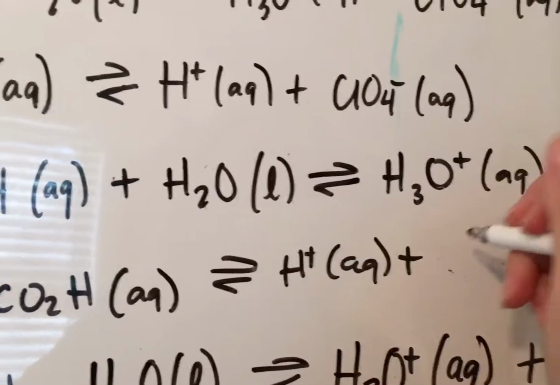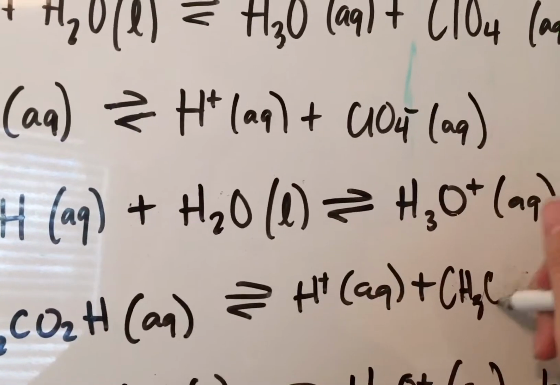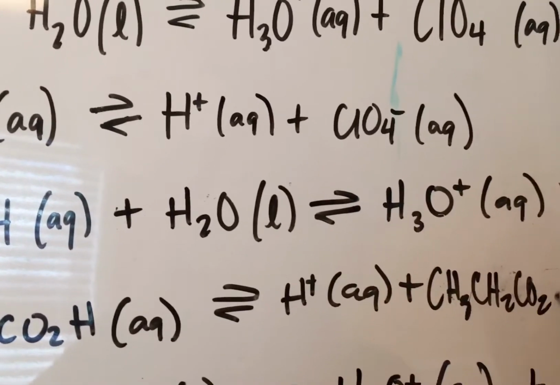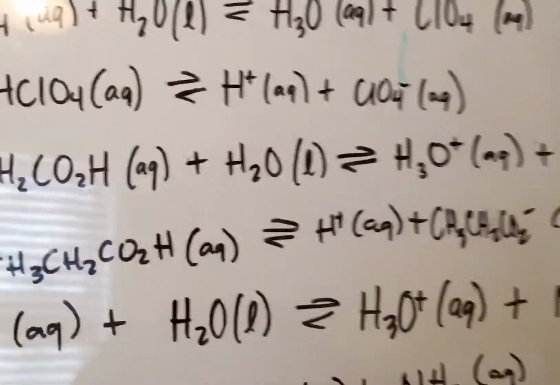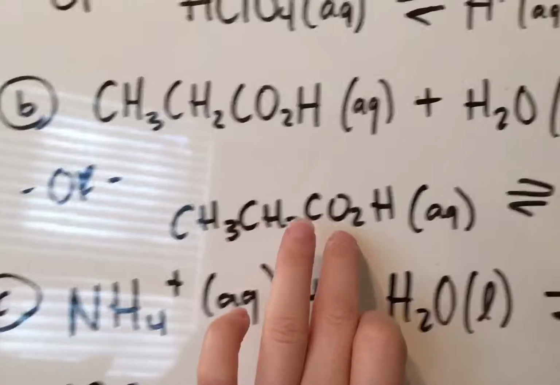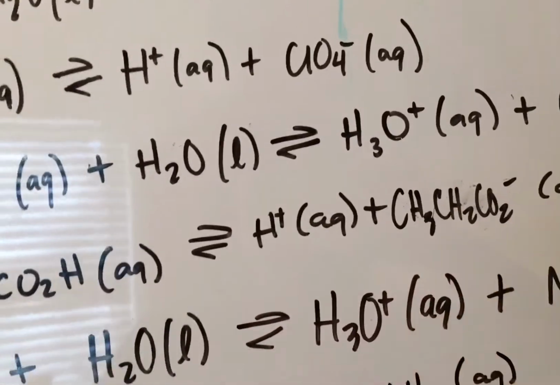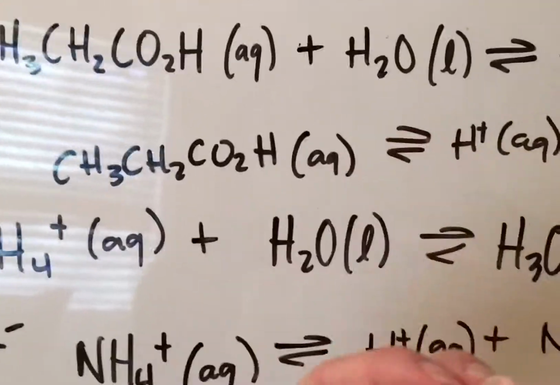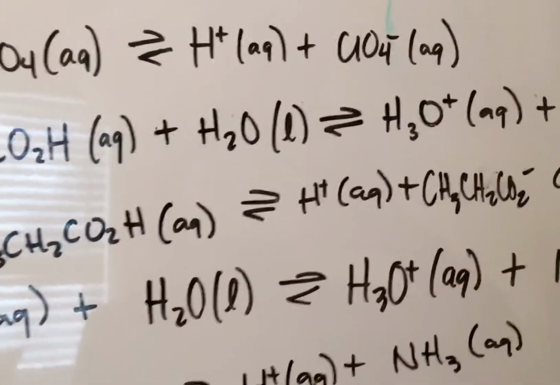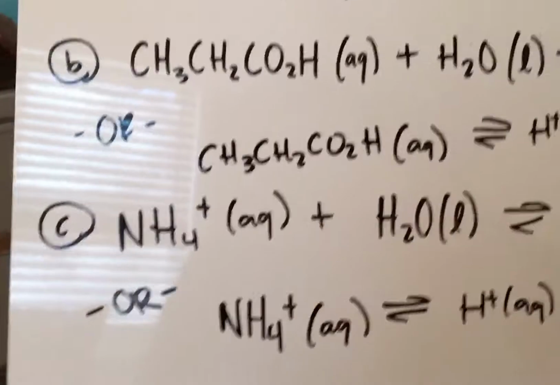Did the same thing here, CH3, CH2, CO2 negative. So the simpler way to write it: CH3, CH2, CO2H aqueous yields hydrogen ion plus this guy, which is a negative. Why is it negative? Well, because it lost a hydrogen, lost a proton, so now it's changed its charge by 1, so it's a negative 1.